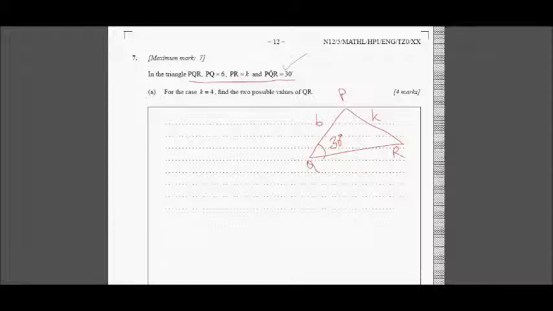So this is the information given, and this is what you have transformed it into. Very important again. And as I told you, don't even go looking into the question. Just transform the given information as much as you can. Get all the sub-information from the information given, and then you can continue with the question. Now for the case k equal to 4, find the two possible values of QR.